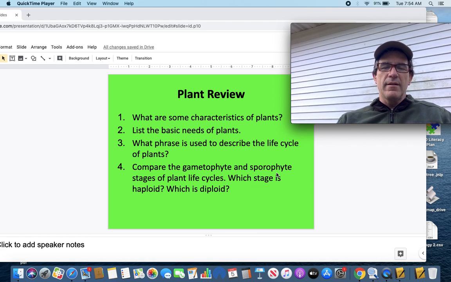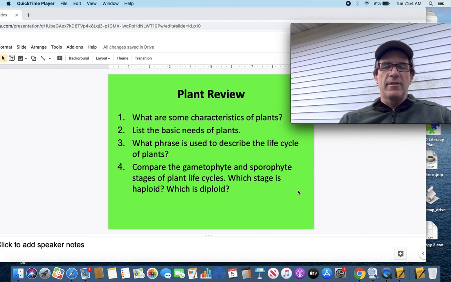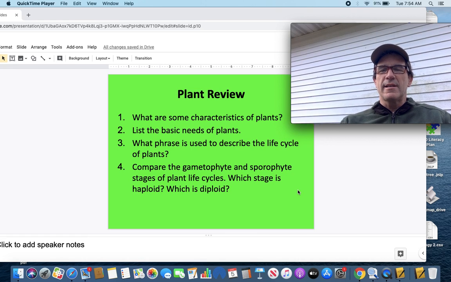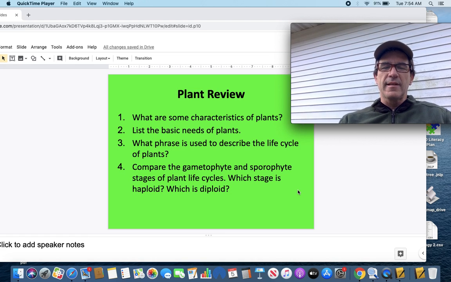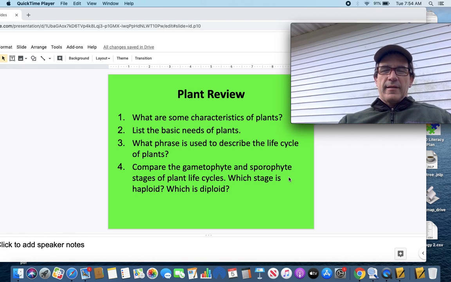Number 4, compare the gametophyte and sporophyte stages. Which stage is haploid and which stage is diploid? Well, if you remember, the gametophyte is the one that makes the gametes. Gametes are haploid, like sperm and eggs. So this is the haploid generation. The sporophyte makes the spores. This is the diploid stage of the plant life cycle, okay?